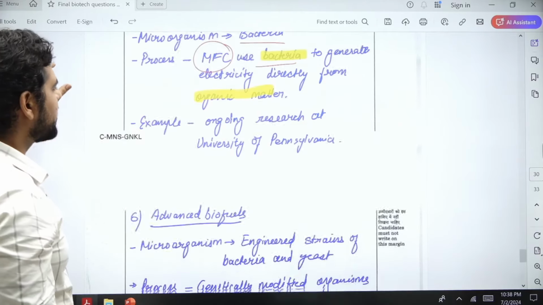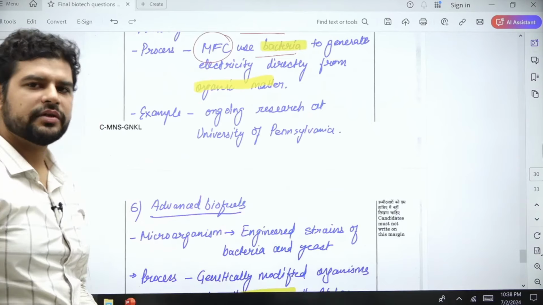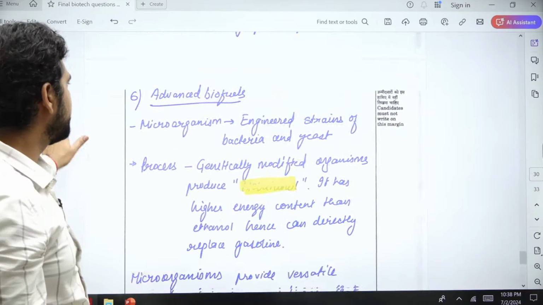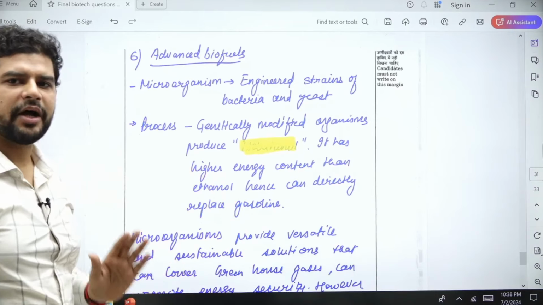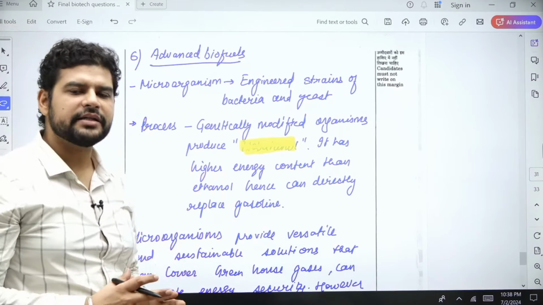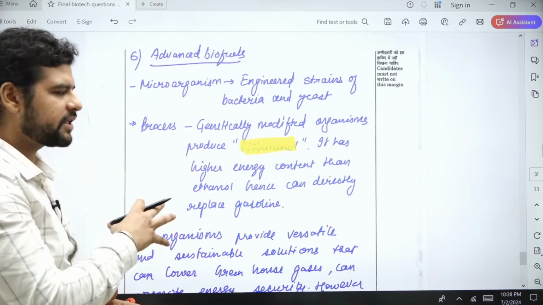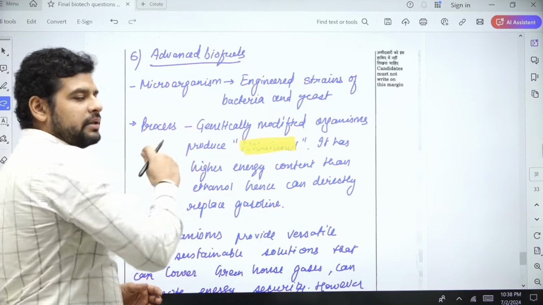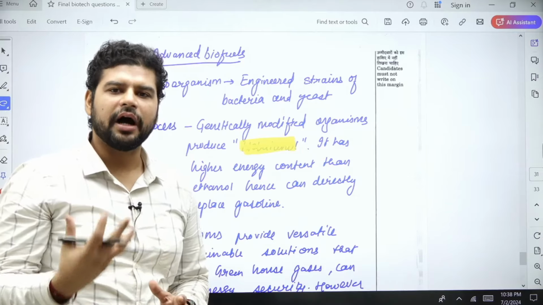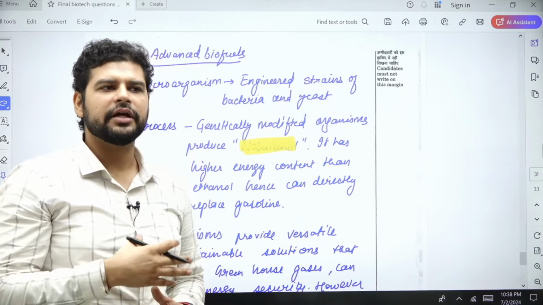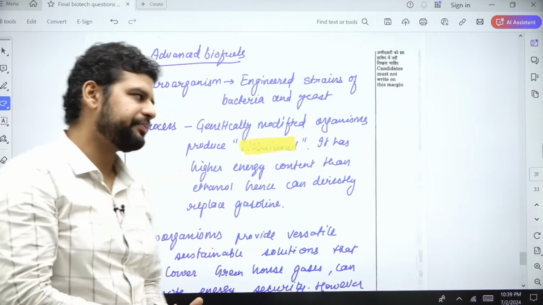Okay, what are the examples? Although right now only research is going on at the University of Pennsylvania in USA. Next, this is a very interesting point. Okay, advanced biofuels. These are basically biobutanol, and why it is famous, or why have I included this point here in this section? Because biobutanol gives higher energy output than ethanol, so it can directly replace petrol, diesel, gasoline basically, right?